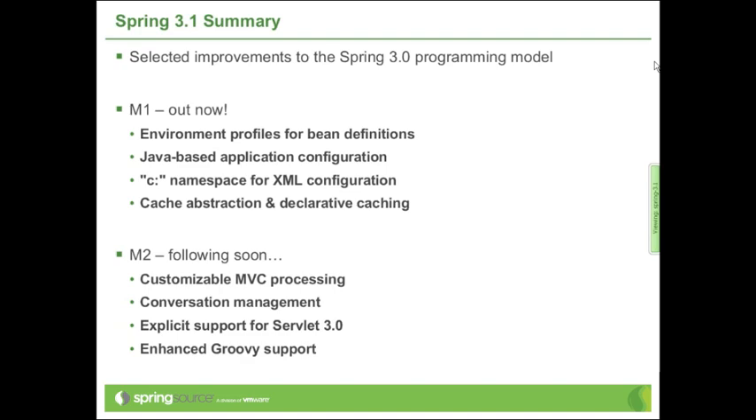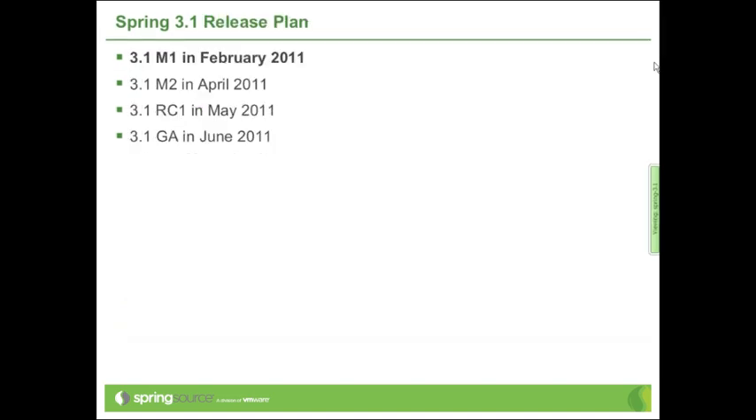So wrapping this up with the release plan, 3.1 M1 is scheduled for February. It's actually scheduled for release tomorrow, and 3.1 M2 is scheduled to follow in April. We only expect there to be 2 milestones. So right after M2, we are trying to go straight to a first release candidate and expect the 3.1 feature set to become generally available in June this year. So this is basically the Spring 3.1 plan as it stands right now.